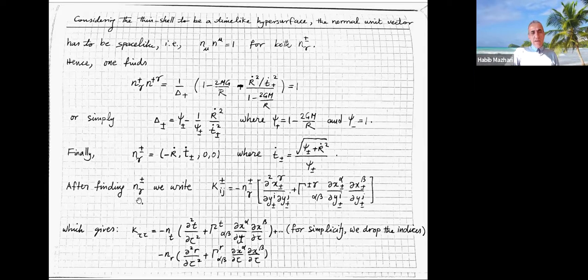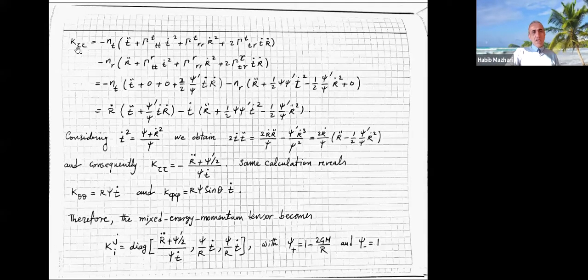After we have n gamma, we can find Kij, which means the extrinsic curvature on the surface. These are also given here in detail. You can see we found K total, all given here, and also K theta theta and K phi phi, with the formula that we had. I also used the expression that we have for t dot squared to finally find what these extrinsic curvature components are, and I wrote them all together here.